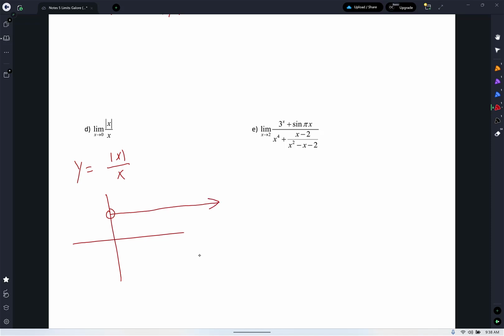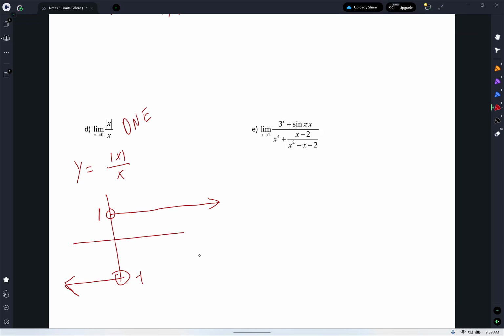You just got to think a little bit about it, guys. You don't have to think much. What if x is negative? Negative 1, because the numerator will always be positive and the denominator will be negative. See? So this one does not exist.